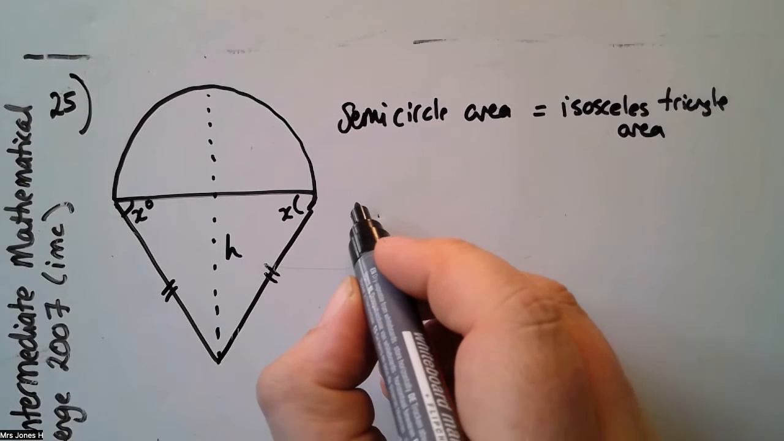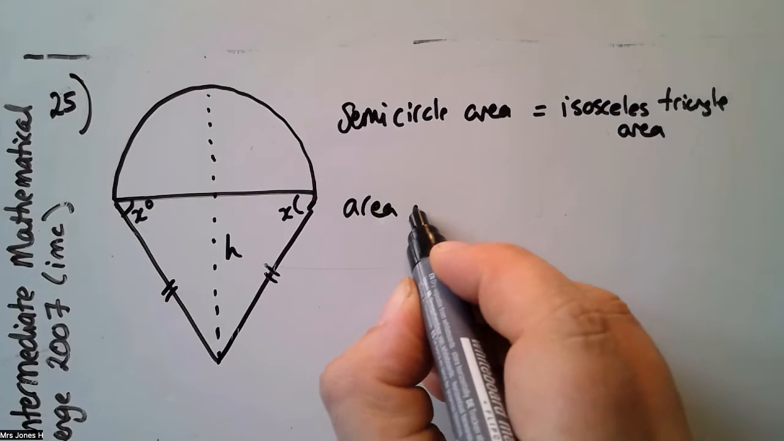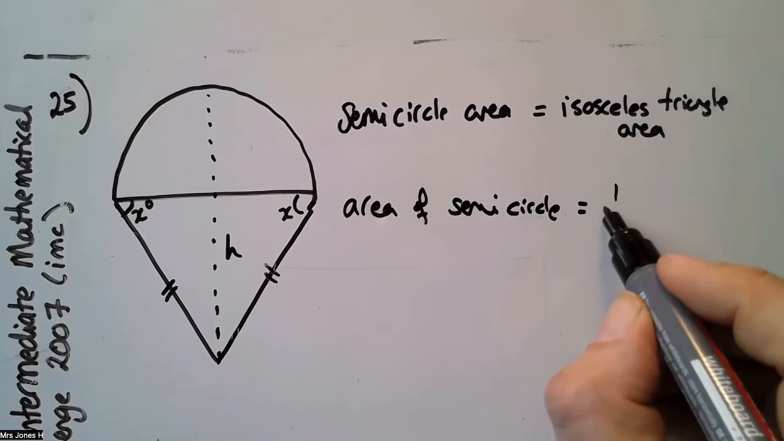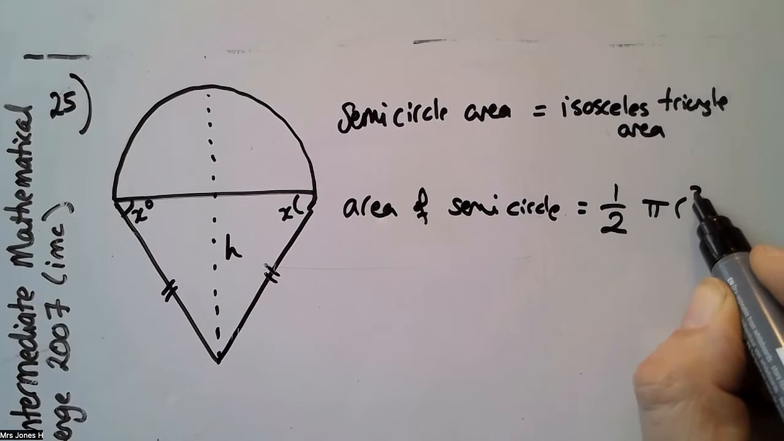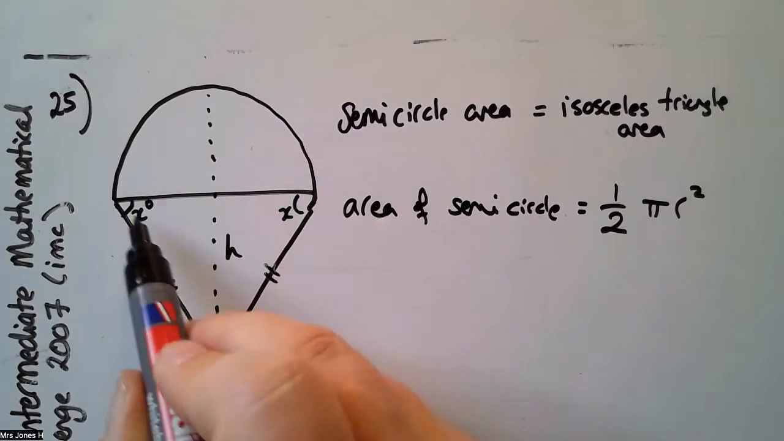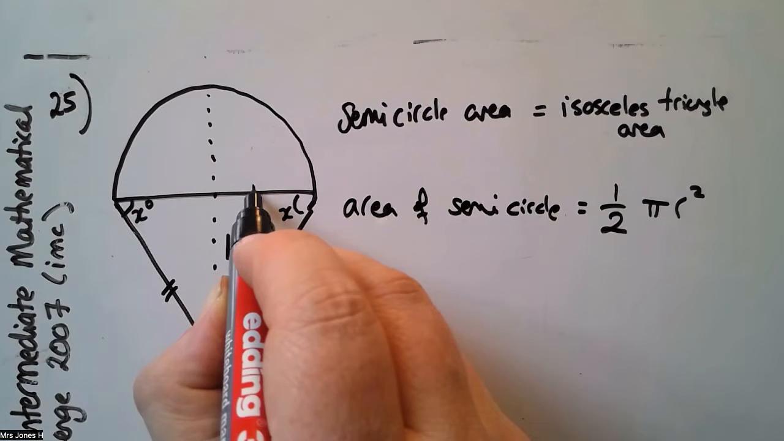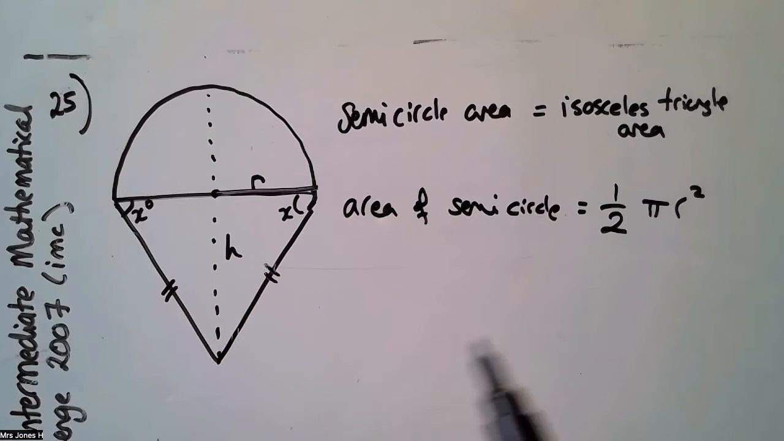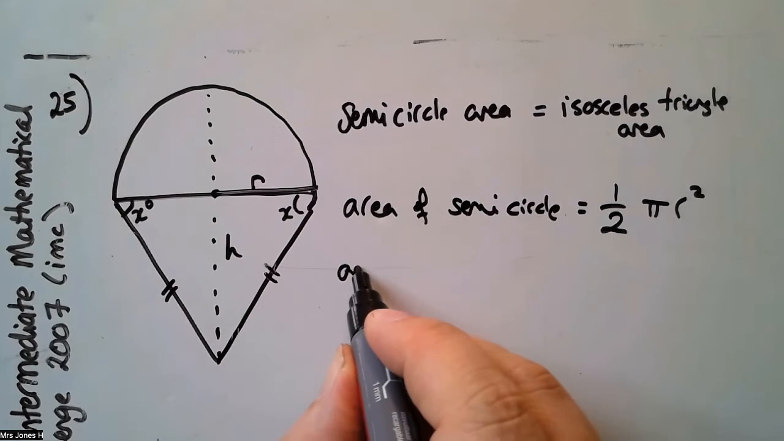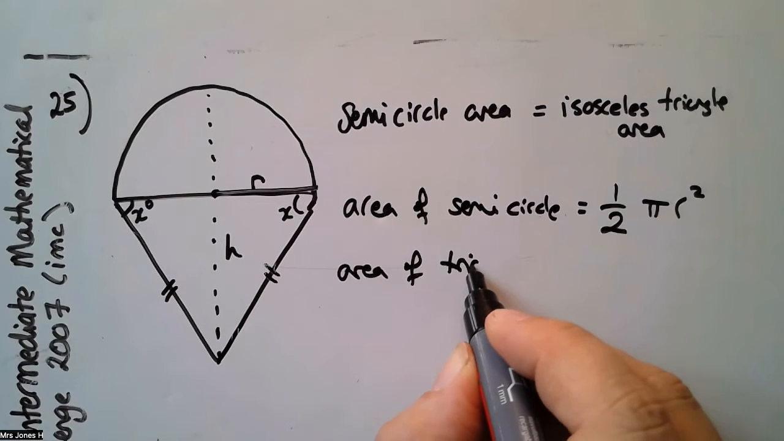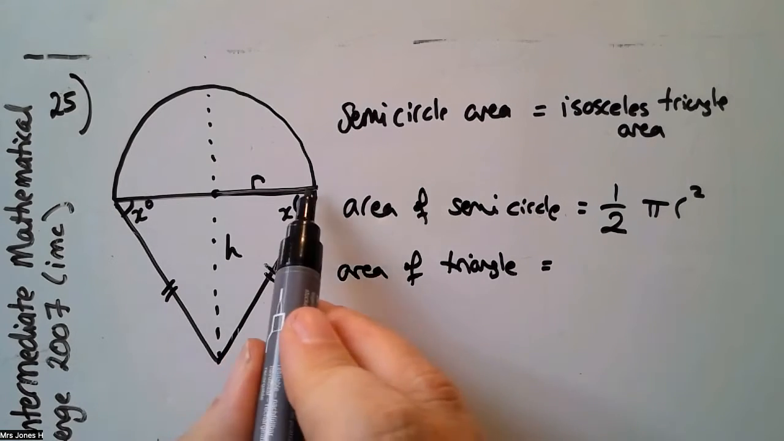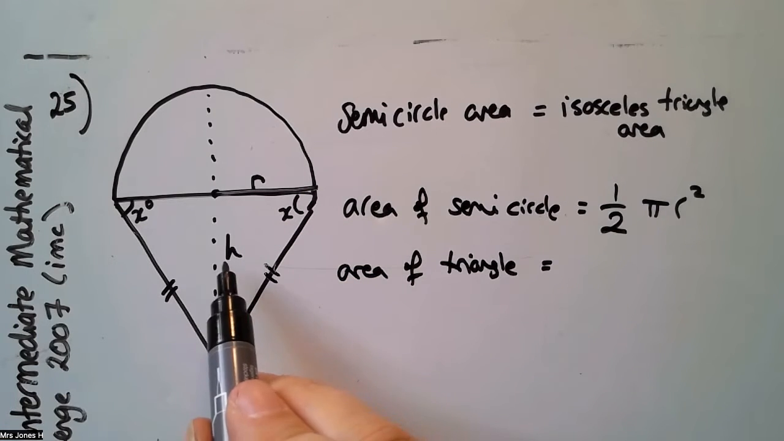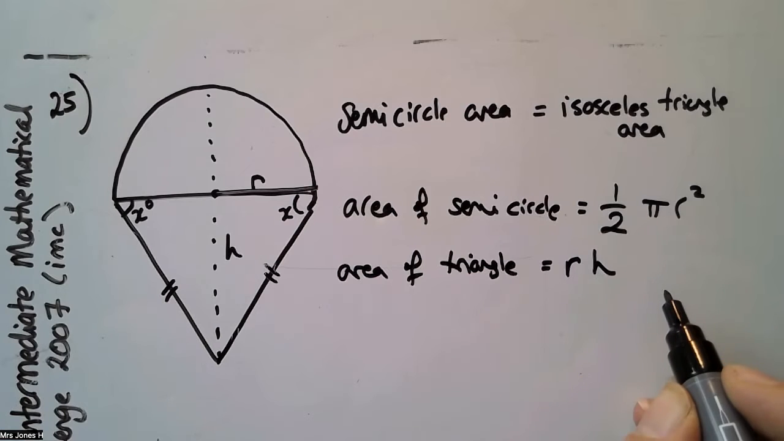So the area of the semicircle is a half pi r squared. This semicircle here, but we don't know what r is, so I'm just going to call it r for now. Okay, so that's that dimension, that's the radius of that semicircle. The area of the triangle will be r multiplied by h. Now, technically it's half rh multiplied by 2, but let's just call it rh.